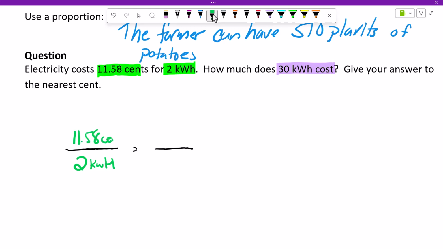11.58 cents here. Okay. Where does the 30 go? On the next fraction. Top or the bottom? Bottom. Kilowatt hours with kilowatt hours. Write your units in so you can spot that they're the same.